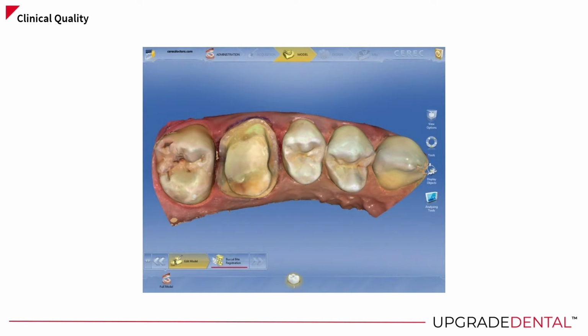When I talk to people about CAD CAM, many times if they haven't used the technology before and they're talking about scanning, they worry, how do we get those deep margins? Well, if you can see it, the camera can see it. And as you can see in our photo here, it's easy to mark.